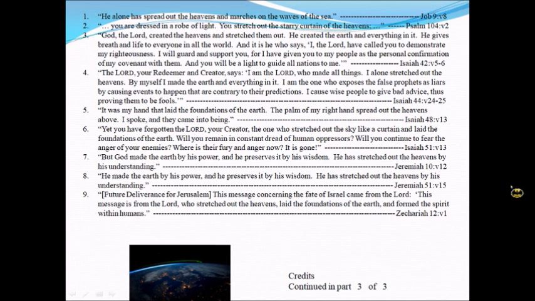Jeremiah 10 verse 12. He made the earth by his power, and he preserves it by his wisdom. He has stretched out the heavens by his understanding. Jeremiah 51, verse 15. For the future deliverance of Jerusalem, this message concerning the fate of Israel came from the Lord. This message is from the Lord, who stretched out the heavens, laid the foundations of the earth, and formed the spirit within humans. Zechariah 12, verse 1.